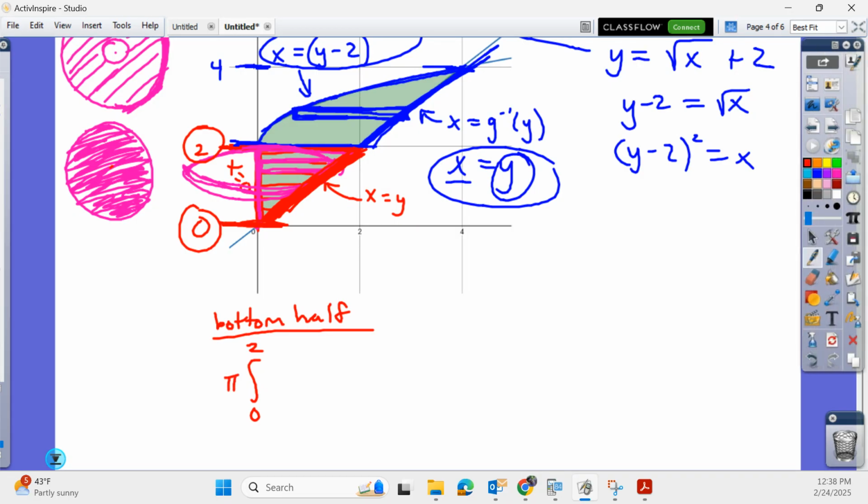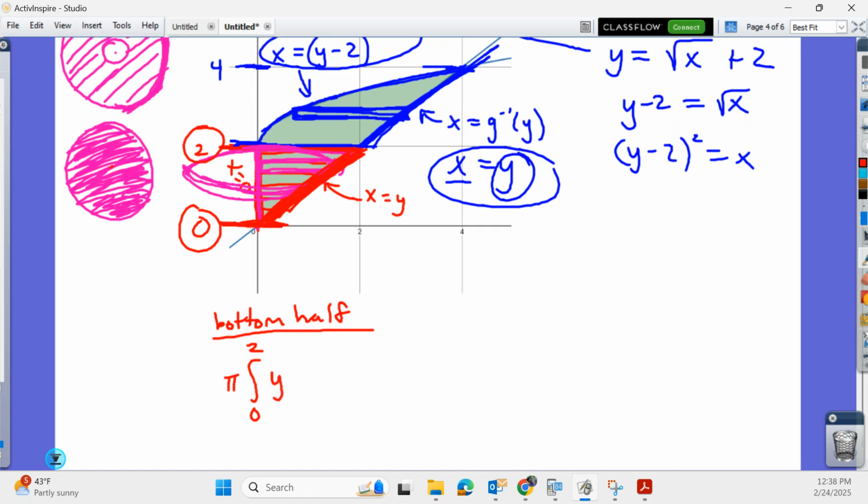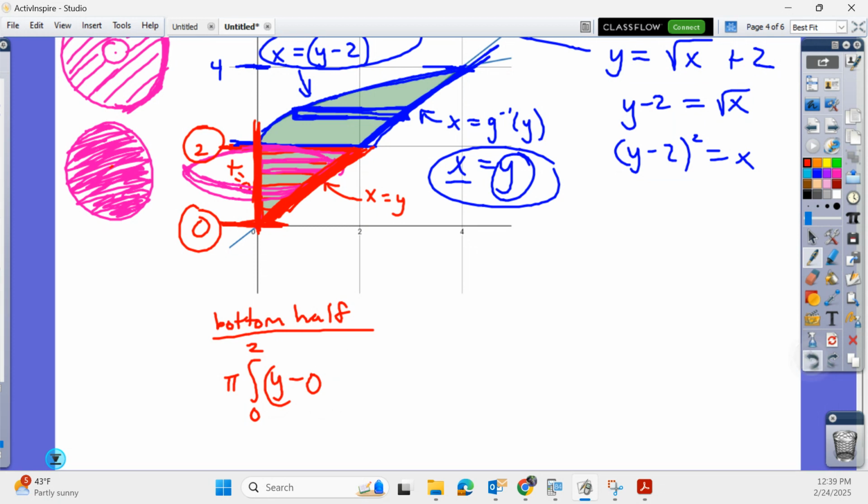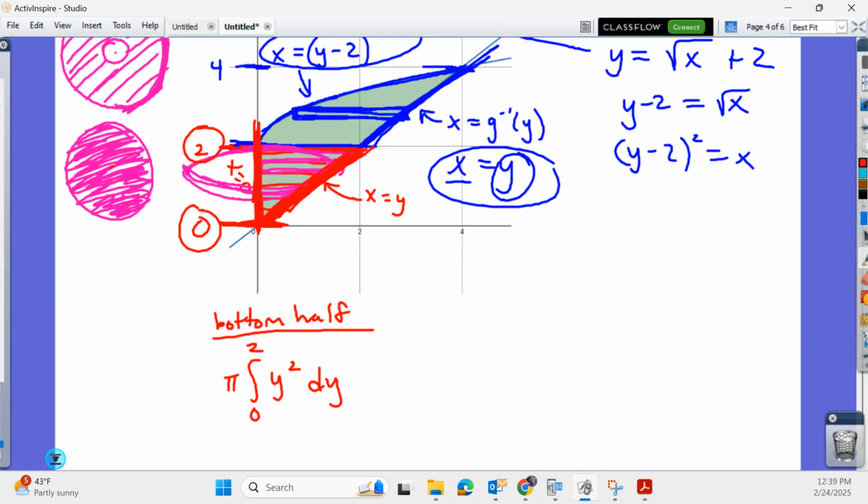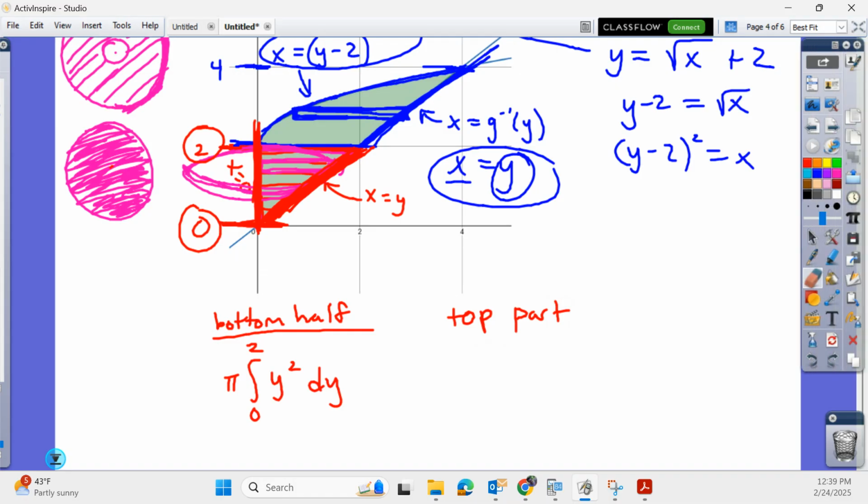Put the pi out front because it's a constant. And then y, you could even think y minus 0, right? x equals y minus x equals 0. So you could even write it like this. But of course, y minus 0 squared is just y squared. And then dy. That's it. That's the bottom half. That's the whole thing. That'll turn into that cone volume. And then for the top, I'm saying half. It's not really a half, but top part. I'm not saying they're going to have equal volume or anything.